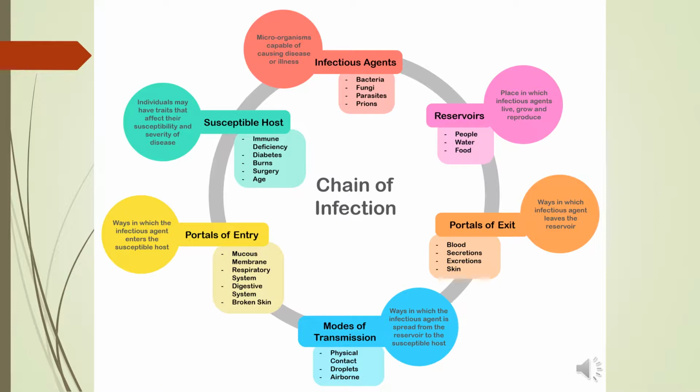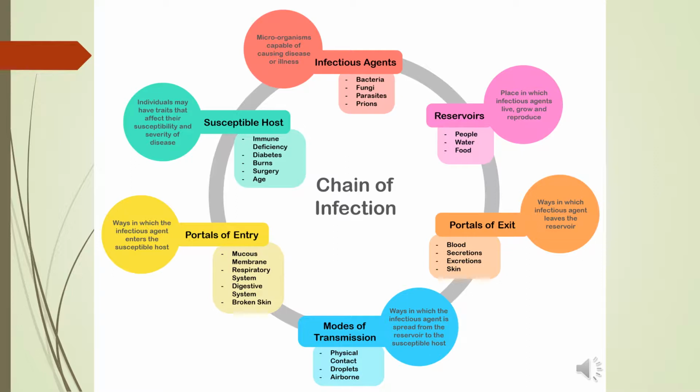Modes of transmission, and this is where we could do transmission-based precautions. They're physical contact, droplets, and airborne, and we'll talk about each of those in another slide. The portals of entry are how they enter the healthy person, or a susceptible host. Sometimes they're not healthy. They enter through mucous membranes, such as something getting coughed or thrown into their face and eyes, through the respiratory system by breathing it in, by eating it, or through broken skin.